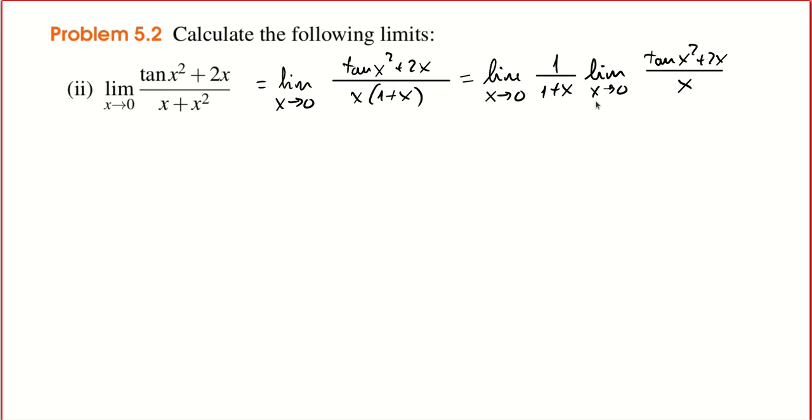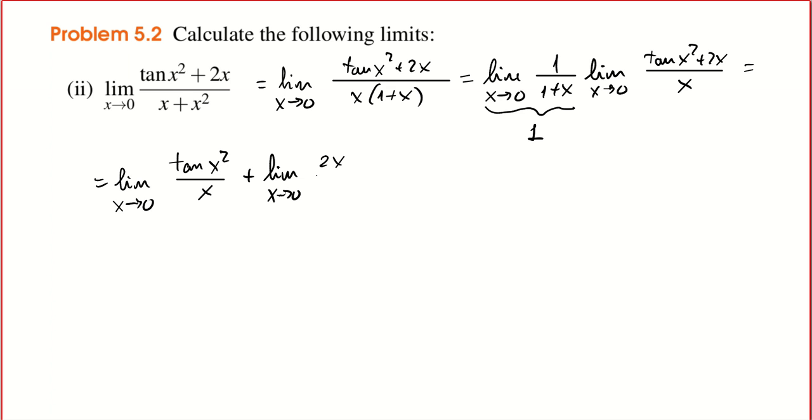It's the limit of a product, so we calculate this as the product of limits. And of course, this limit is just 1, right? So we just have to calculate this limit here. But this limit splits also into two limits, right? First is the limit of the first fraction, which is the tangent of x squared divided by x. And second, you have the limit of the second fraction, which is 2x divided by x, right? And since the x cancels, this limit is just 2, right? So you have 2 plus, and then you have this limit here.